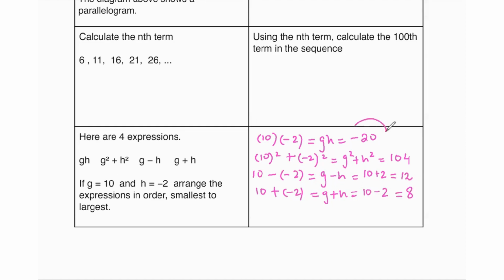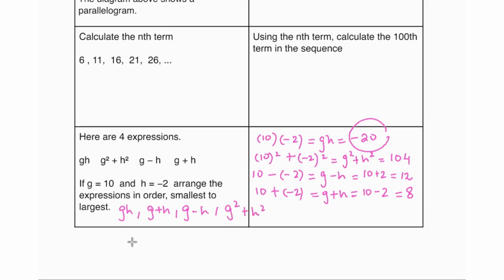Smallest over here is the negative number, which is -20. So GH, then we have 8, which is going to be G plus H. Then we have 12, which is G minus H. And lastly, G squared plus H squared.